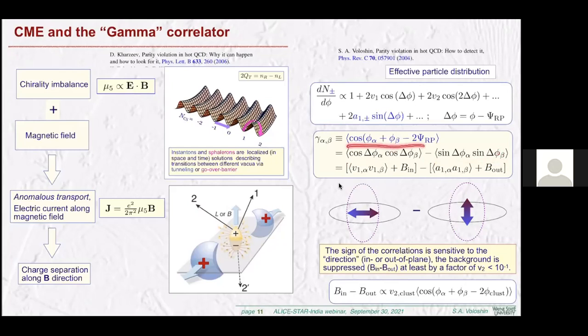Once constructed this way, it also suppresses greatly other correlations not related to the reaction plane, because what it does is basically looks for a difference between correlations projected onto the plane and perpendicular to the plane. And so you have in-plane and out-of-plane background, which greatly cancels. And if there is something different in plane and out of plane, it must be related to elliptic flow, which is usually characterized by this coefficient V2.